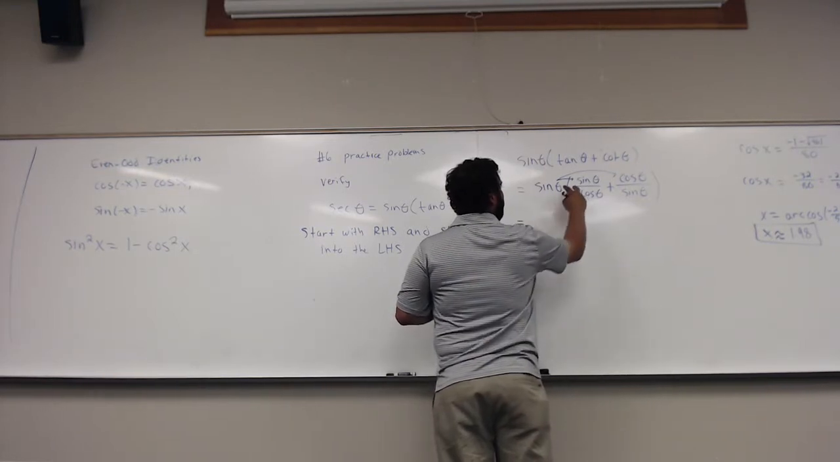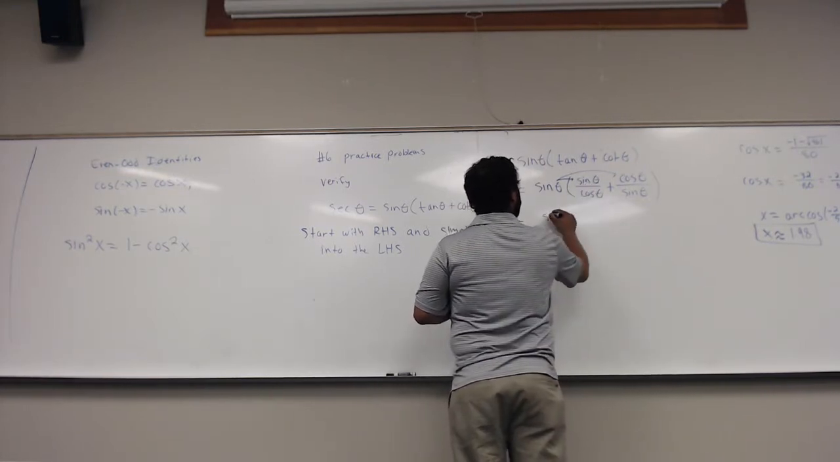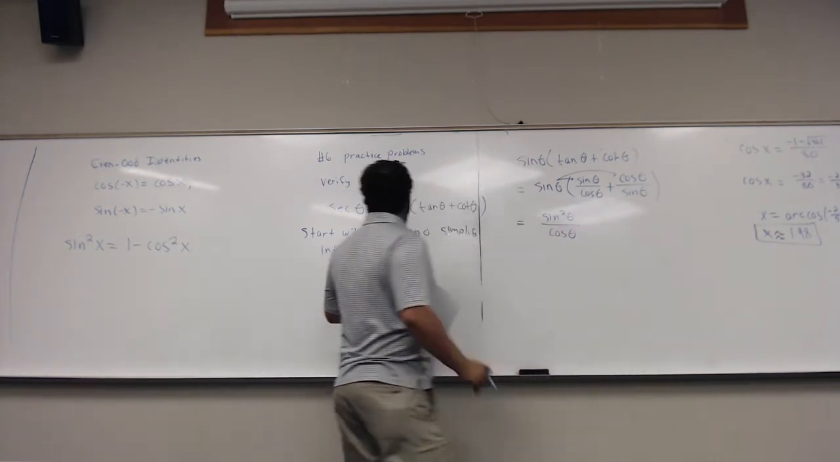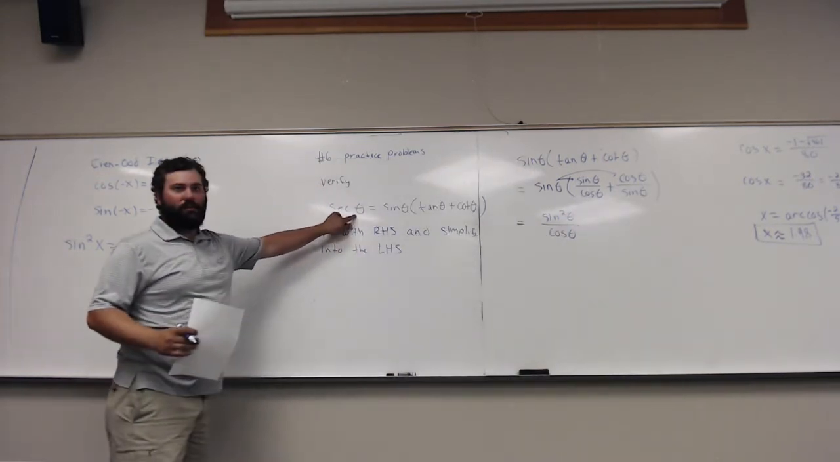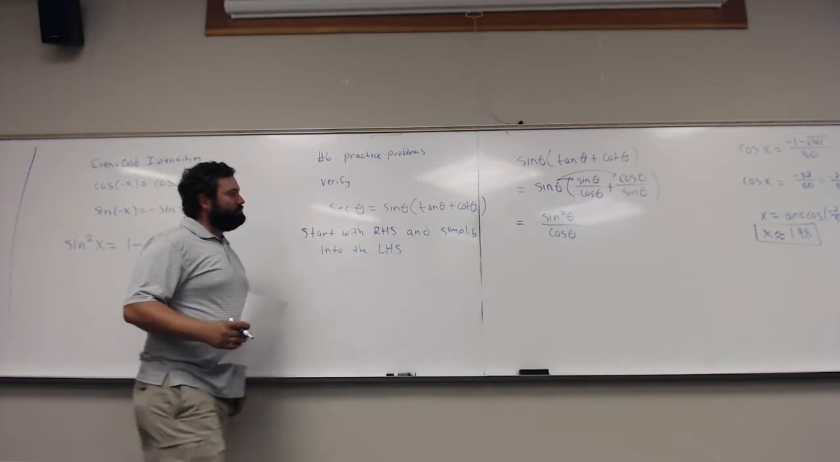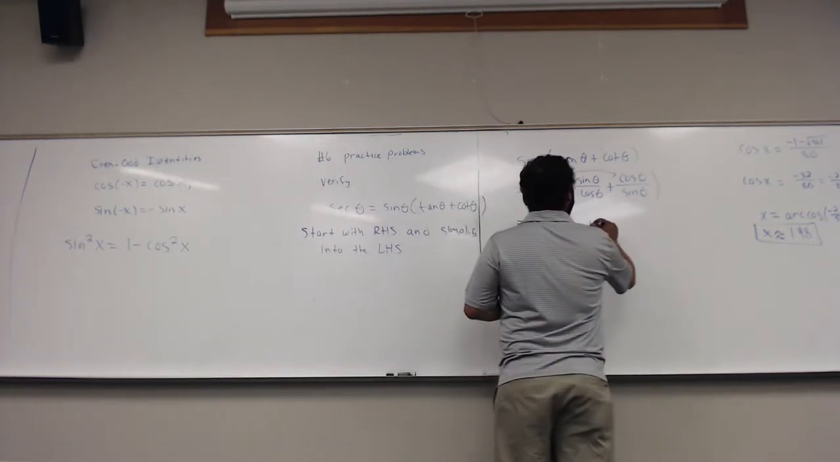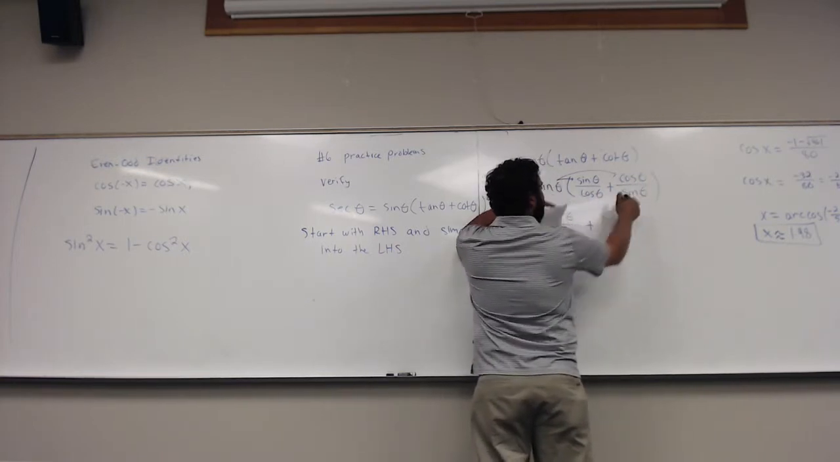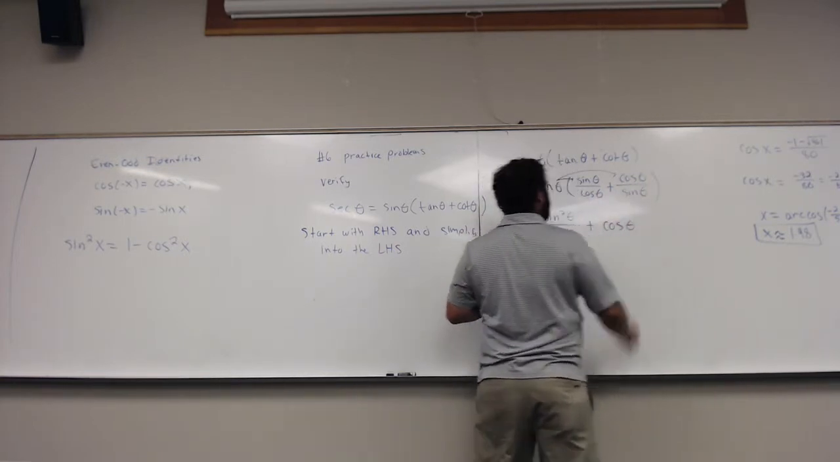So for the first one, sine times sine, you're going to get sine squared theta over cosine theta. Remember, we're ultimately trying to get to secant theta. And then it's going to be plus sine times cosine over sine. The sines are going to cancel and leave us with cosine theta.